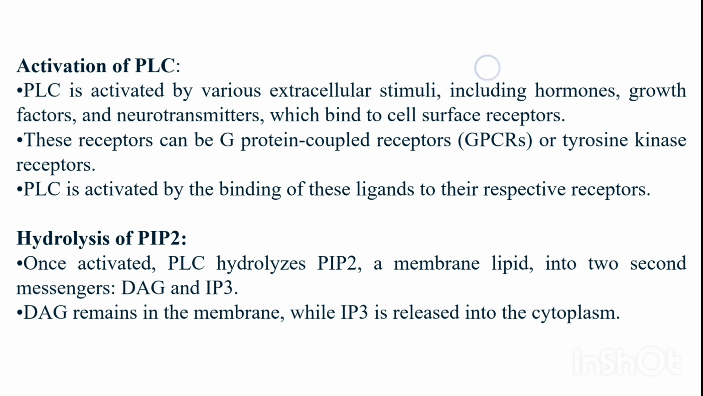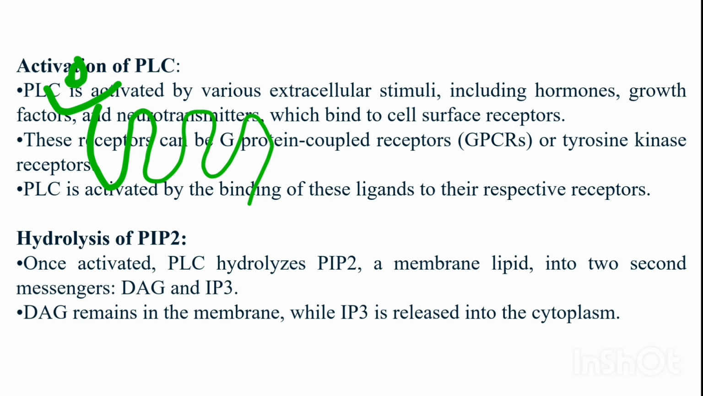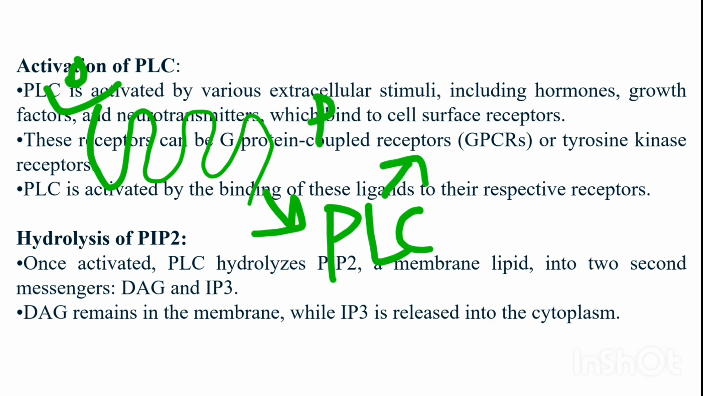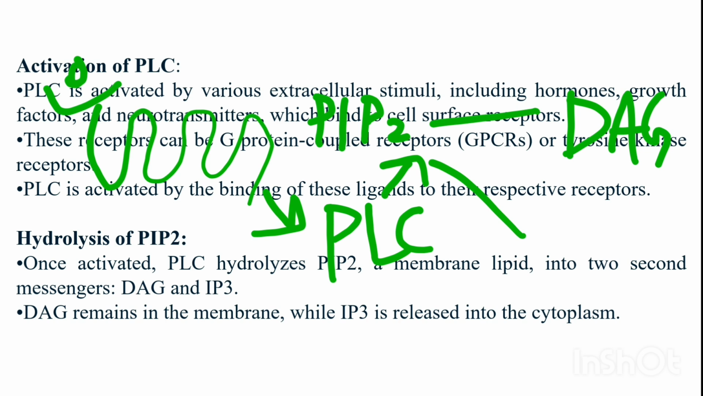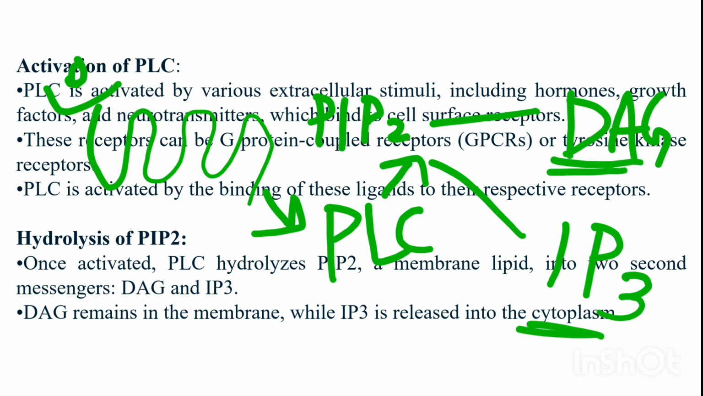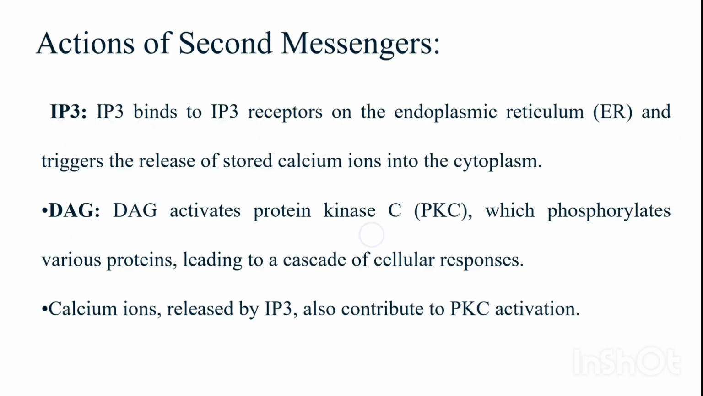So basically in this pathway, at first a ligand is attached to the GPCR receptor. Next it gets activated. Then it activates another enzyme, PLC, phospholipase C. Phospholipase C causes the cleaving of PIP2, or hydrolyzation of PIP2, into DAG, diacylglycerol, and IP3. Okay. DAG remains in the cell membrane and IP3 is released into the cytoplasm.